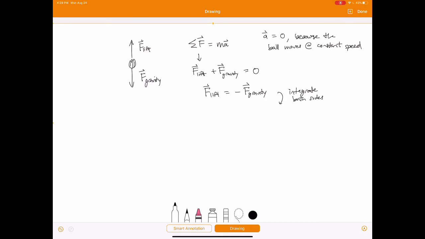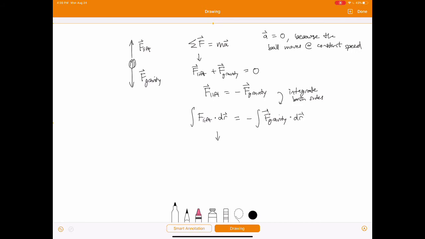So on the left side, I'm going to have F lift. I'm going to dot this with dr, which is a little displacement, and then integrate that guy. I'm going to do the same thing on the other side, and I'm going to pull the negative sign out. And again, I'm going to take F gravity, dot it with dr, and then integrate. It's totally fine to do that as long as you do it on both sides of the equation.